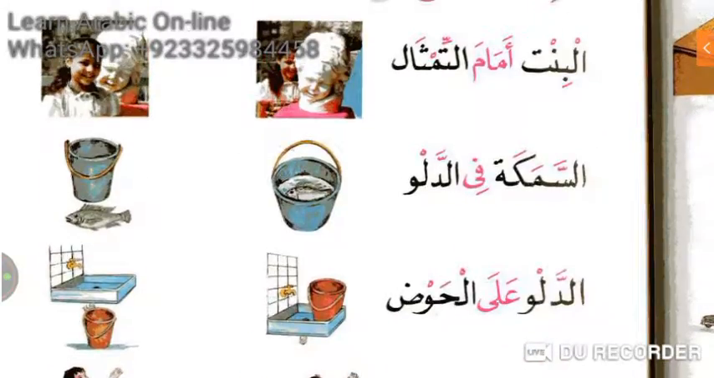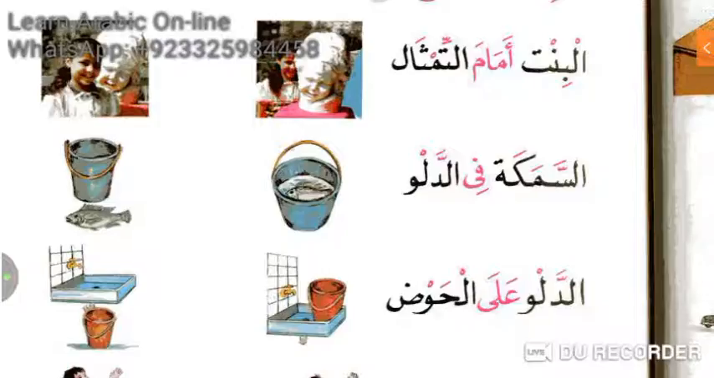Continue reading. Alsamakatu fi aldalwi. The fish is in the pail. So which picture is correct? Okay, I got it. The fish is in the pail.